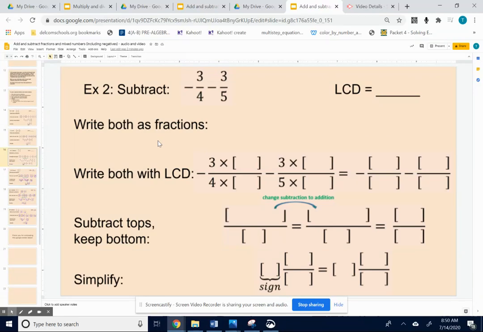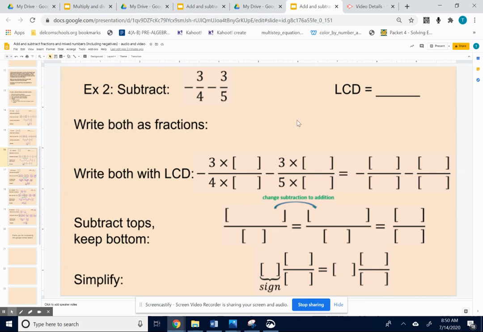Okay, let's do example 2 together. It's a subtraction problem instead of an addition problem. Notice the only difference with the steps is that the third step doesn't say add the tops, keep the bottom. It says subtract the tops, keep the bottom. Okay, so really similar to what we've been doing. So we're subtracting negative 3/4 minus 3/5.